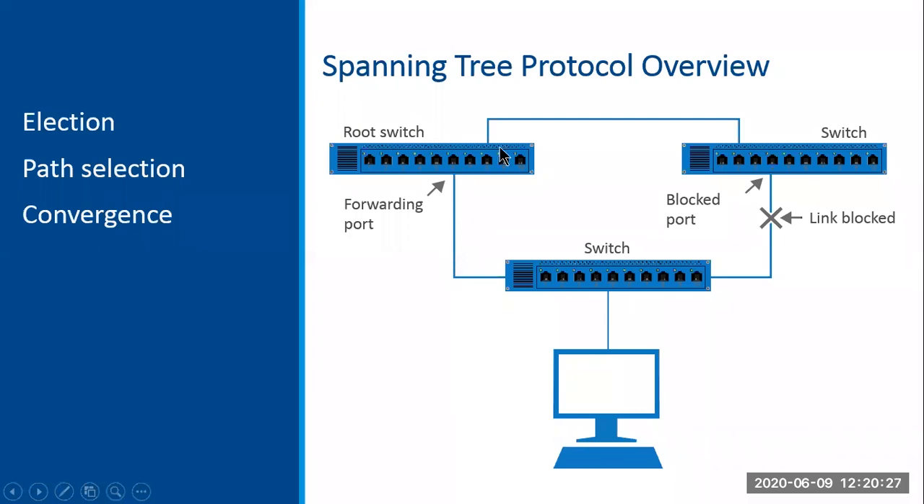But if any of the other links gets broken, then this link will be unblocked so that the data can flow through it and the redundant connection can actually be used. I could talk for a day and a half about Spanning Tree Protocol. Obviously we're not going to get into details right now, but you could learn a little bit. It's very important to understand some of the basics of that as well.